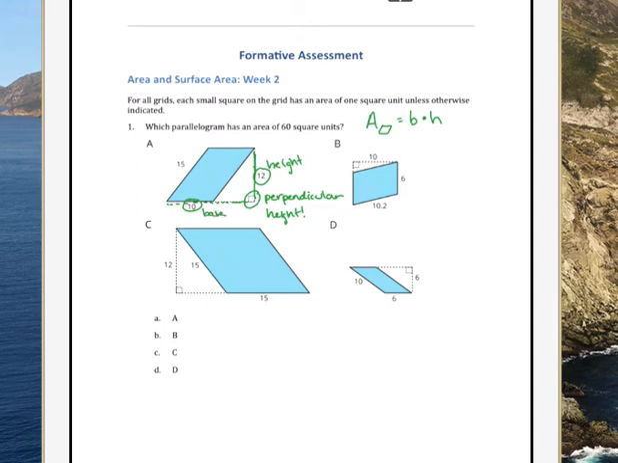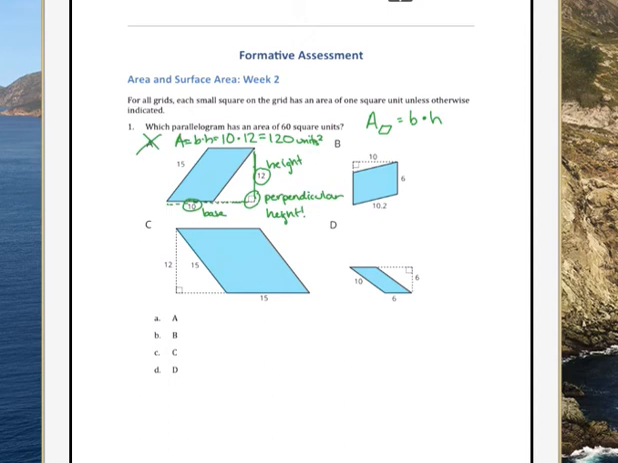So if I'm going to try to figure that out, I'm going to do area equals base times height. So base is 10, height is 12, and when I do 10 times 12, I get 120 square units. That's not going to work because we're looking for 60. So that one didn't work.